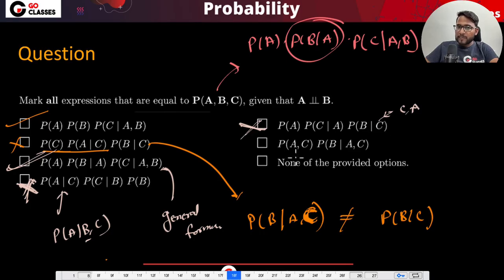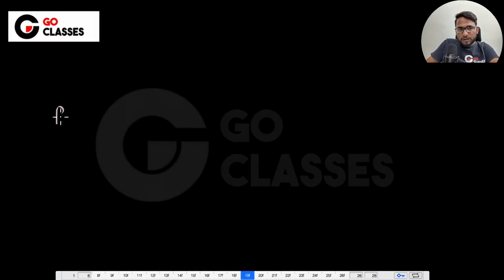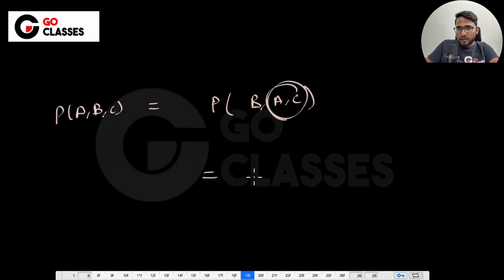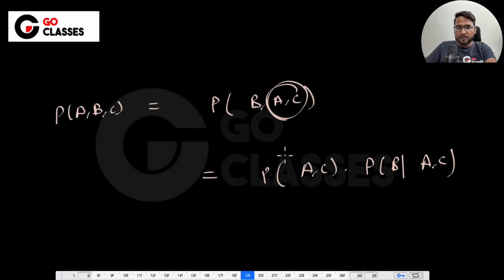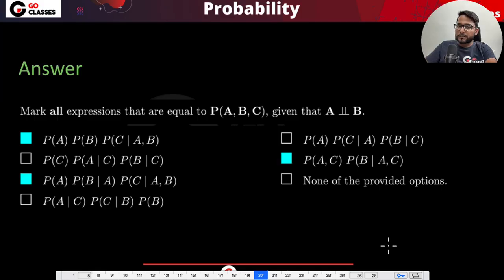Now let's just check this. Just consider this A comma C as just one event. So probability of A comma C into probability of B given A, yeah, that is correct, right? See, what I'm saying here is that you just consider this probability of A comma C as one event. So maybe you can rewrite it like this, and then just consider this thing as one box, and then it is probability of A comma C into probability of B given A comma C, right? So I think this option and this option is correct. Let's just check the answer. Yes, these three options are correct.